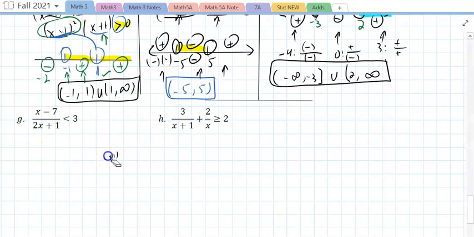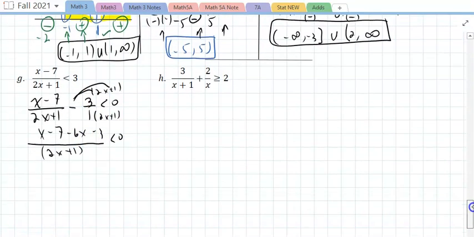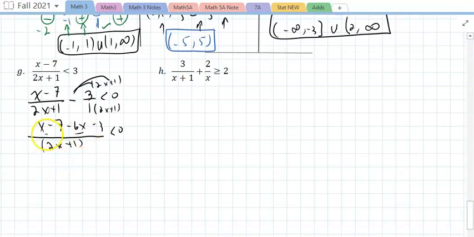I'm going to slow down and do it one more time. So first thing you do, you get everything on one side and 0 on the other side, because that's not a linear equation. You find the LCD, which is 2x plus 1, multiply top and bottom by that, and now you say I have a 2x plus 1 times x minus 7 minus 6x minus 3. And you would say I have a negative 5x minus 10 over 2x plus 1.